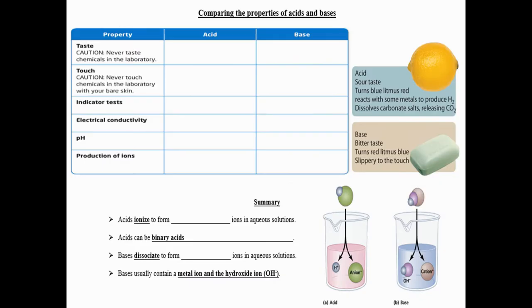So acids and bases have properties to tell them apart. They have different properties. As we mentioned earlier, even though we don't do this in the lab, acids taste sour. Bases generally taste bitter. For characteristic for the touch, bases are slippery to the touch, almost like soap. So they're soapy. But acids, there's no characteristic texture.